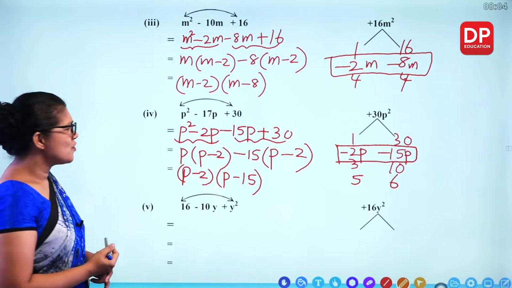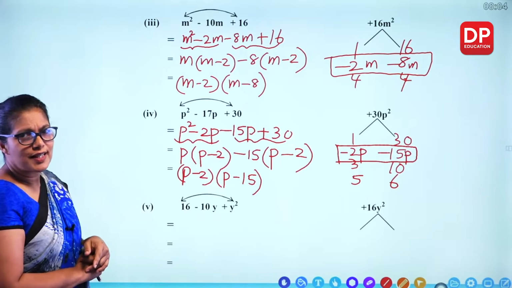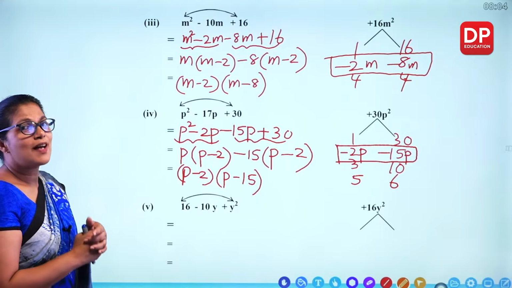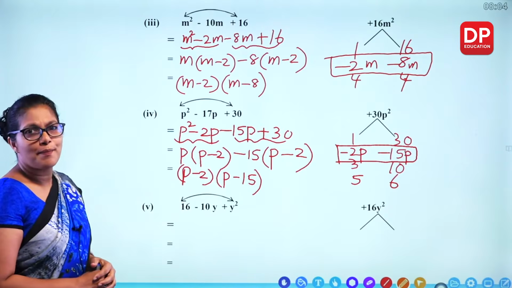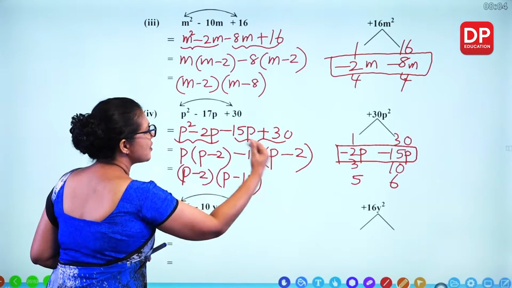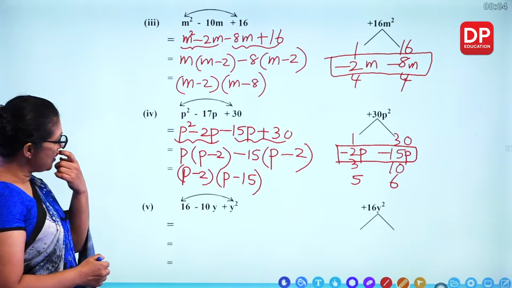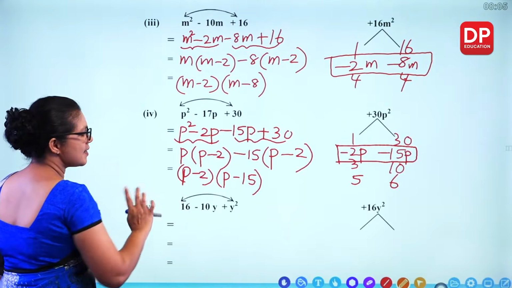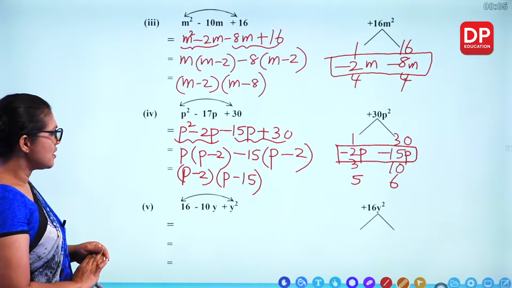Now what happens when you get different factors here? Can you proceed? No, that means something is wrong with your previous step. So make sure you get the same factor to proceed further. This one, the constant first and the square term last, so you don't need to rearrange it.